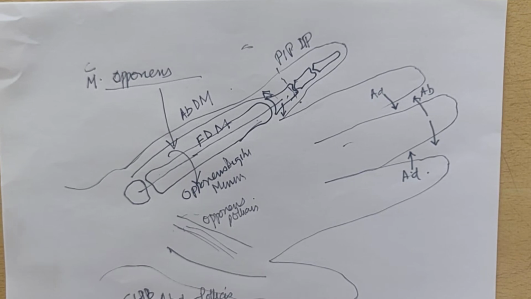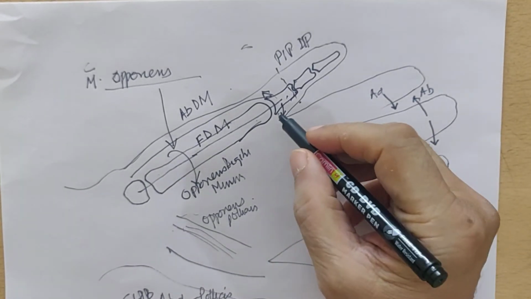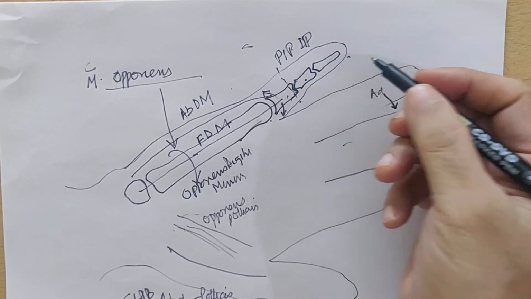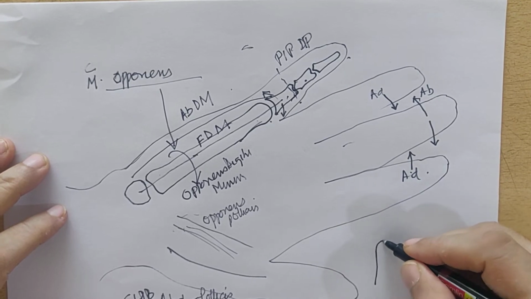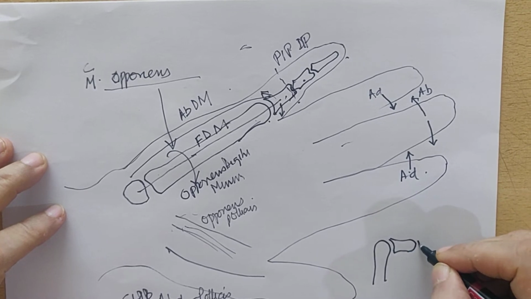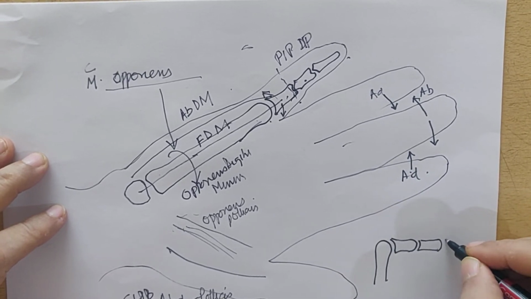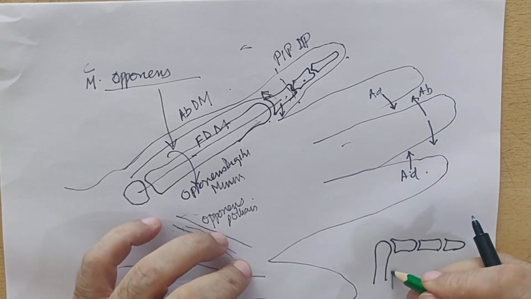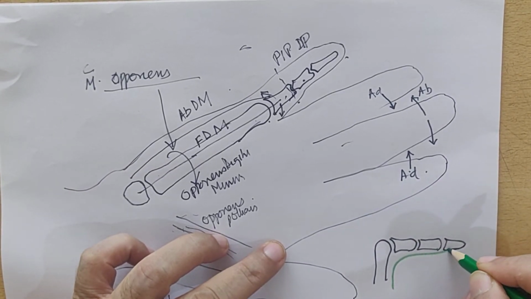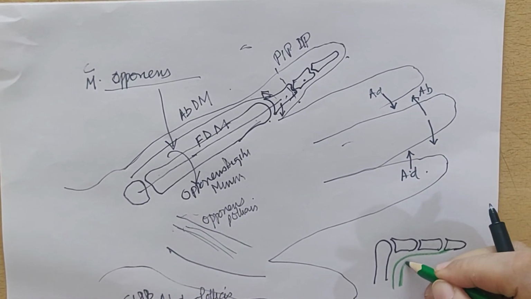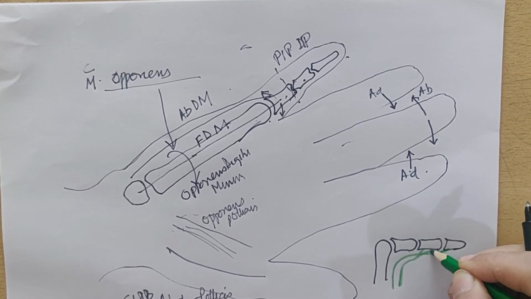Then we move to the flexors of the MP joints. The flexors of the MP joints would extend the PIP and DIP joints. Now you see, this is the metacarpal head, this is the proximal phalanx, this is the intermediate phalanx, and this is the distal phalanx. You find that the flexor digitorum profundus goes and gets attached here, and flexor digitorum superficialis comes like this, splits into two and gets attached to this phalanx.